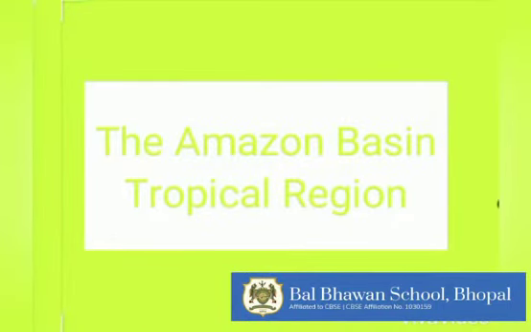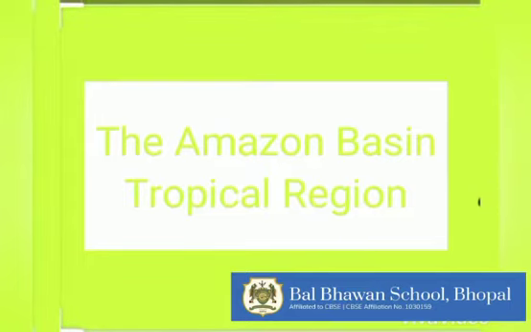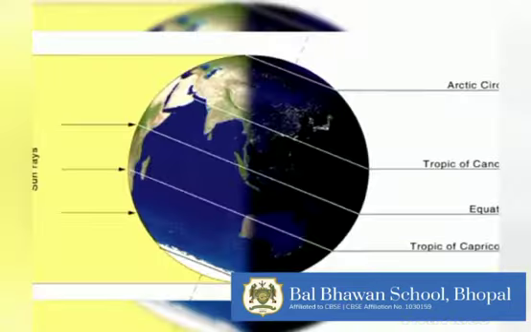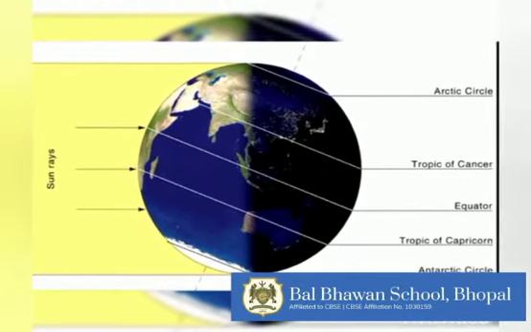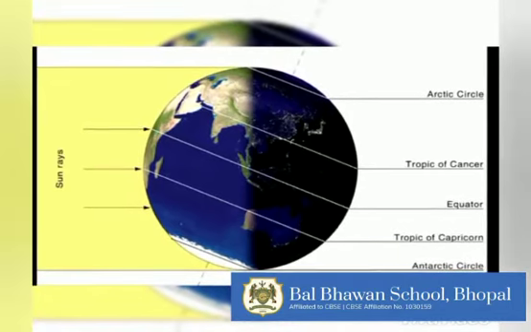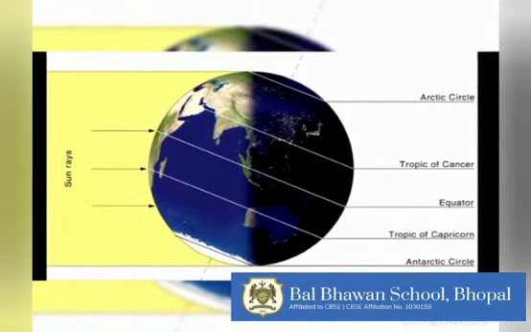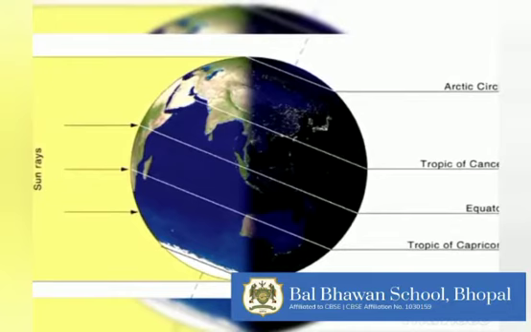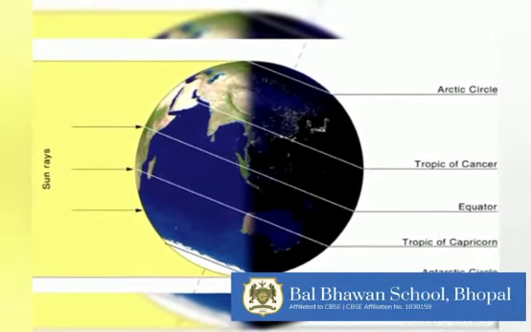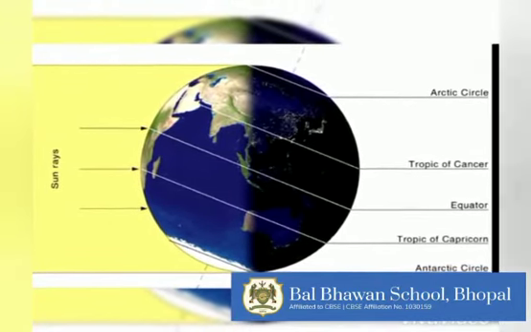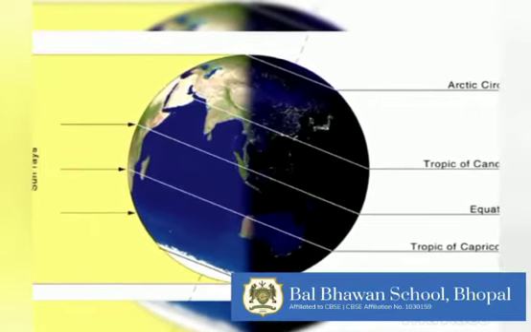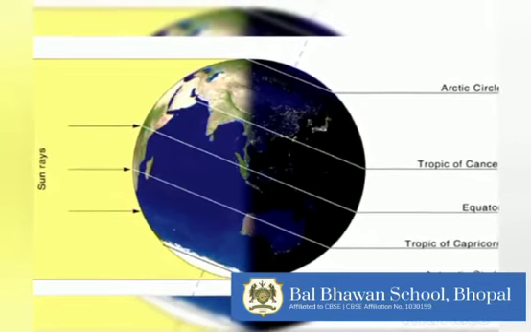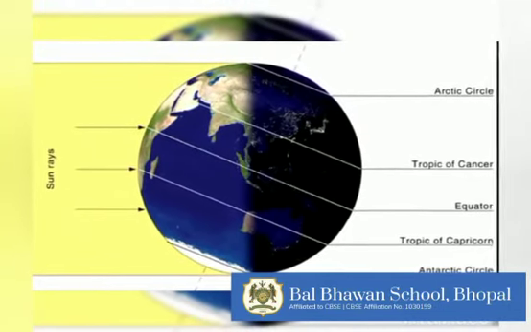We have read about the tropics, the area extending between the Tropic of Cancer, 23.5 degree north, and the Tropic of Capricorn, 23.5 degree south, is known as the tropical zone. The part of the tropical region lying on both sides of the equator between 10 degree north and 10 degree south latitudes is known as the Equatorial Region. The Amazon River flows through this region.